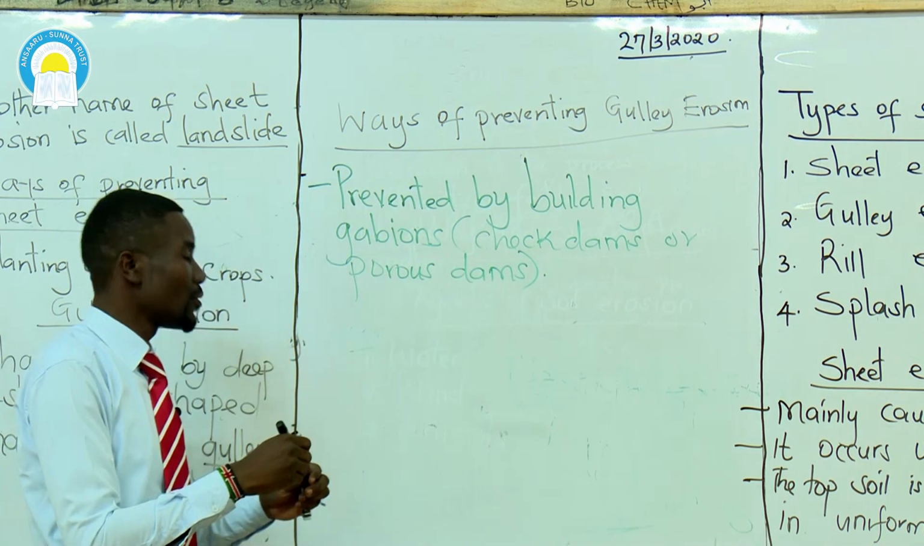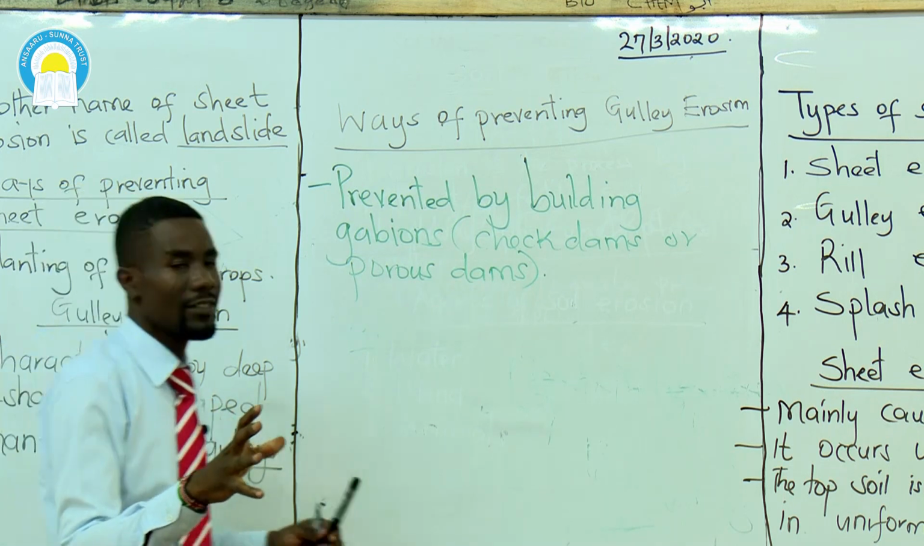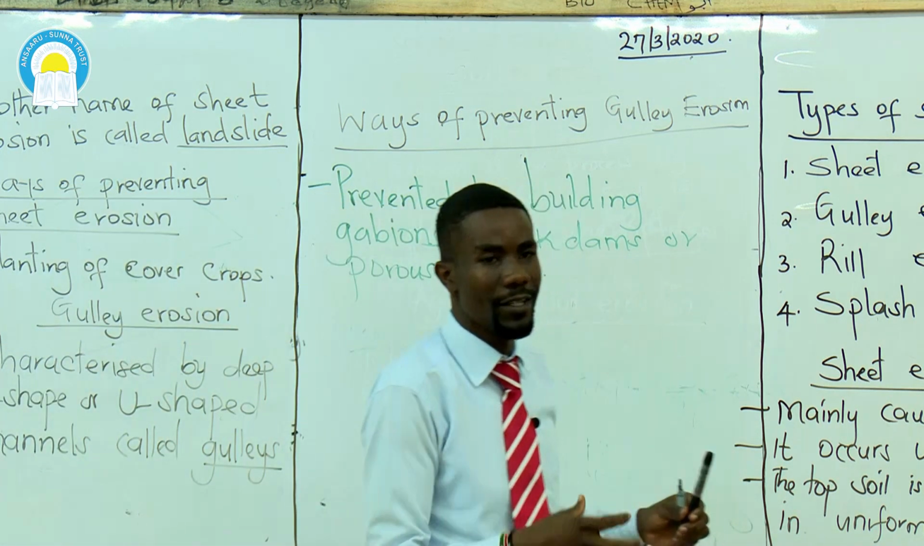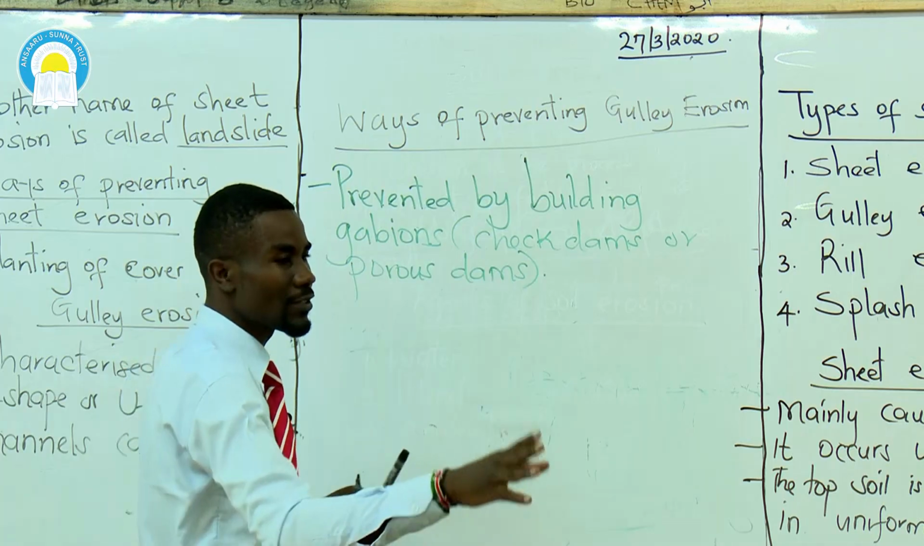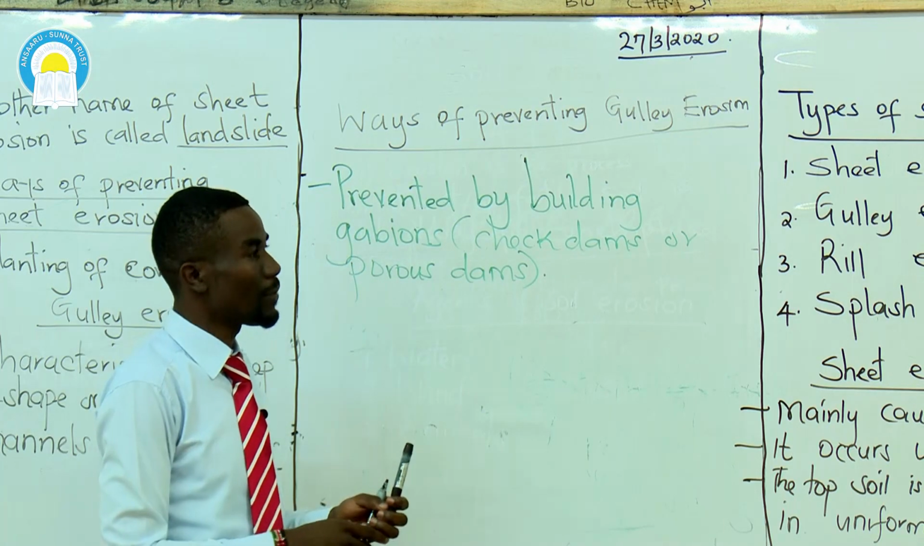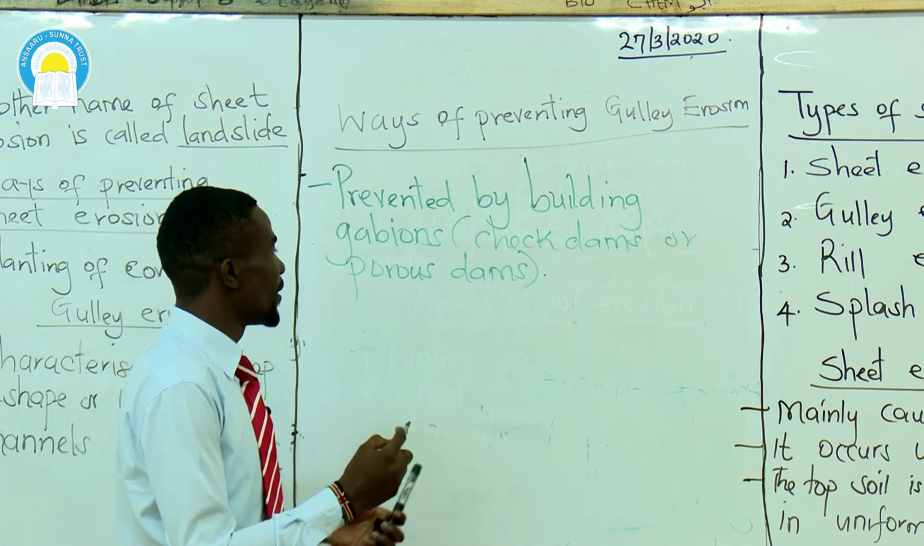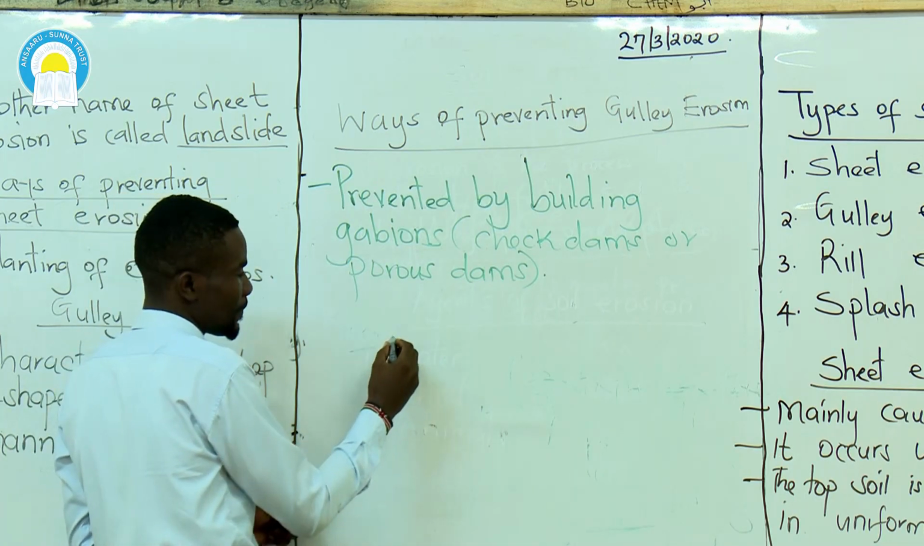When we build these gabions, they are going to help us to prevent the soil particles from being carried away. The gabions will allow water to pass through them, but they prevent the soil particles from being carried away. This is how the gabions look like.